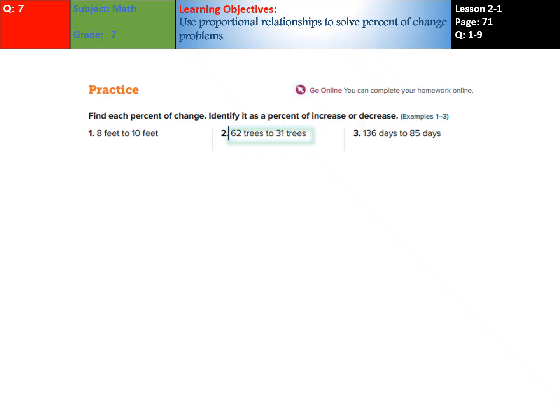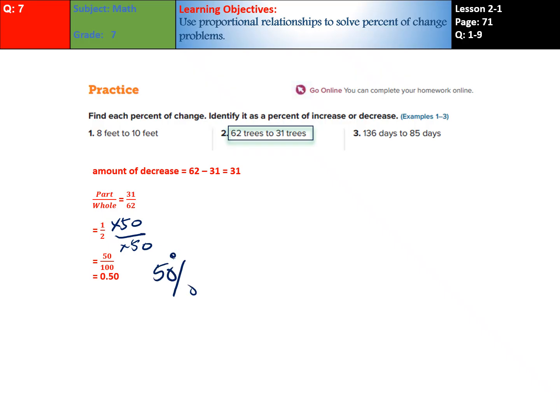The next question, the initial amount is 62 and it reduced to 31, so it is a percent of decrease. 62 minus 31 is 31. Now you will use 31 divided by 62, simplified, it is 1 over 2. Now convert the denominator to 100. How did it become 100? Times 50 over times 50, so it became 50 over 100, that is 0.5, or you can say 50%. So how much has it decreased? It decreased by 50%.